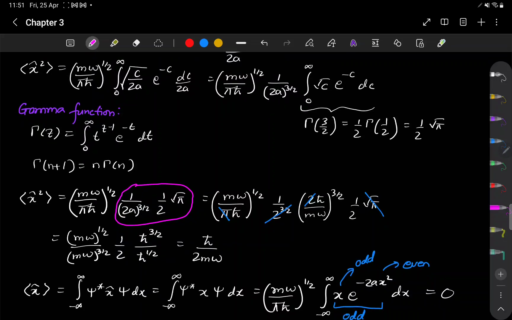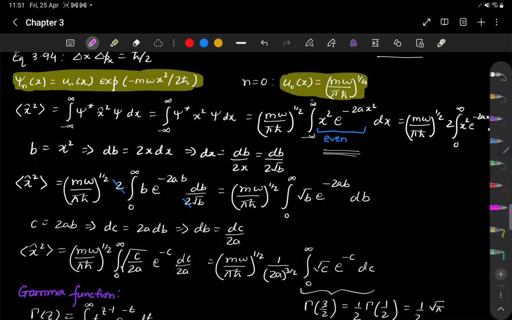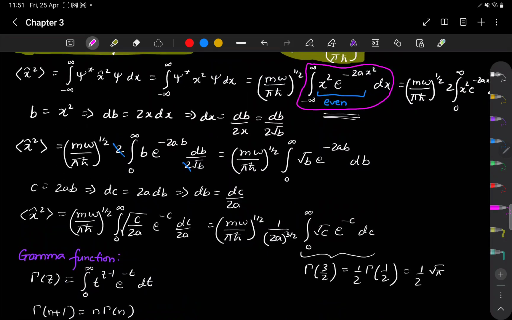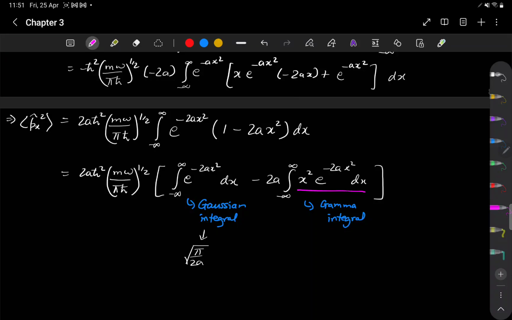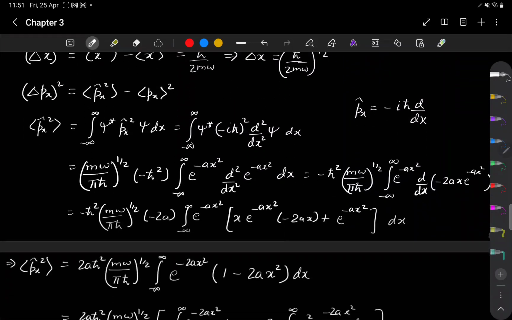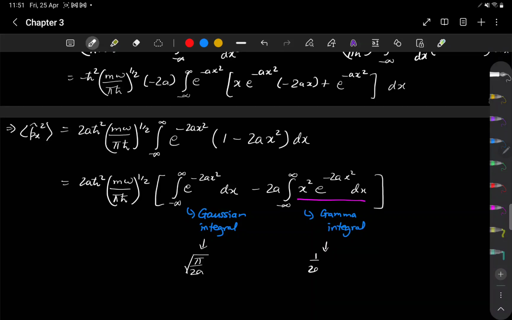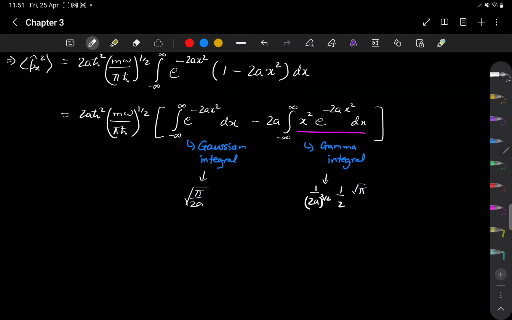So this is the integral that we wanted over here, which is the same as this integral. So this works out to be 1 over 2a to the power 3 by 2, 1 over 2 and root pi. Okay, let us now put everything together.